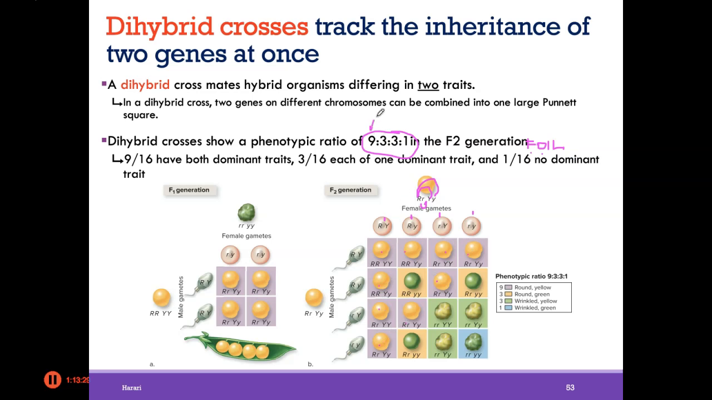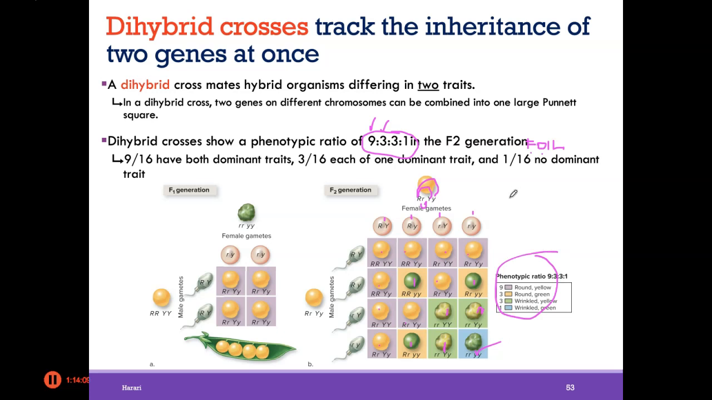That's the 9 part. Then we have 3 that are going to be dominant in one trait, but not the other. So there'll be 3 that will be yellow and wrinkled. Yellow and wrinkled, yellow and wrinkled, yellow and wrinkled. And there are going to be 3 that are round and green. So that's the 3 and the 3. And then finally, 1 out of 16 will be both recessive. Will be both wrinkled and green. So this 9 to 3 to 3 to 1 ratio is found anytime you have a dihybrid cross.